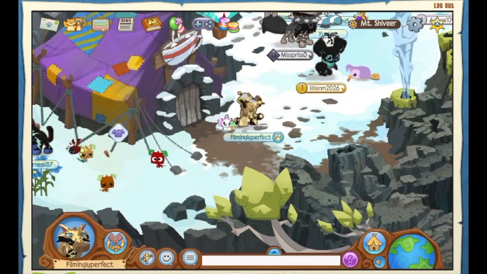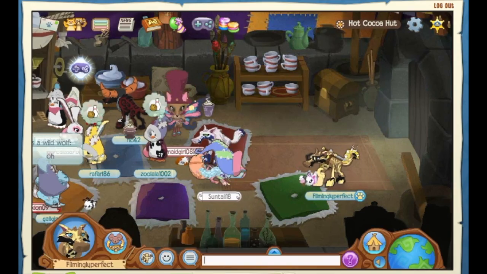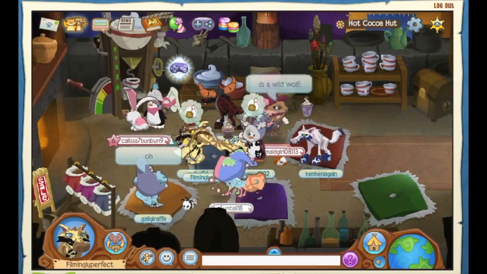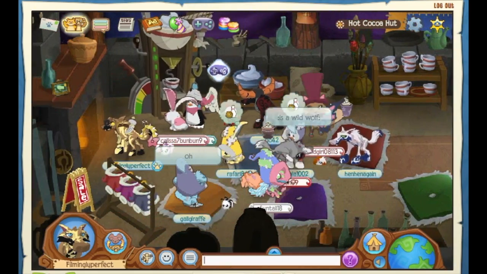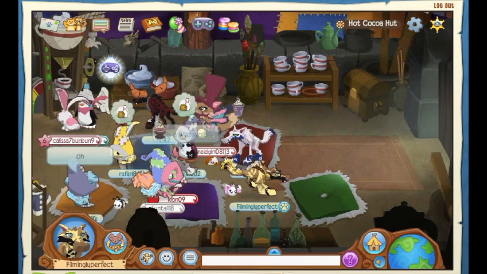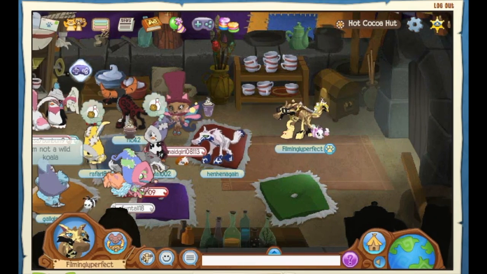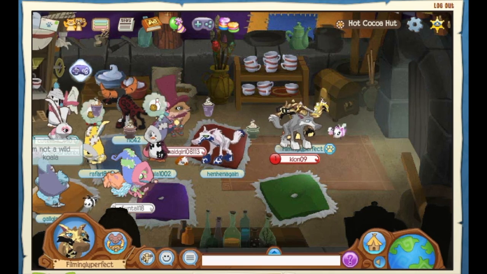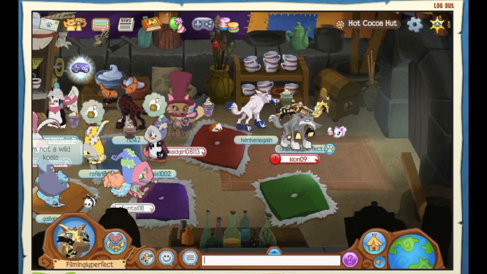Hot cocoa hut. Last but not least, there is a tent right to the left when you spawn. It's mainly known as the cocoa hut. This basically shows us again that cocoa is categorized with cold. Like the fire pit, it is showing us that Mount Shiveer is cold. Something obviously Animal Jam likes to prove with their environments, but the tent itself isn't anything magical. It's what's inside the tent.